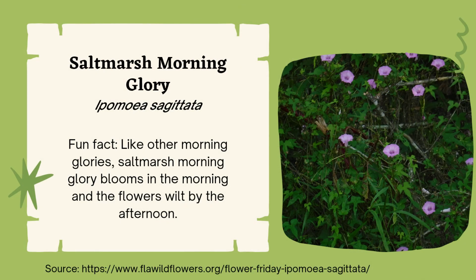So here we have salt marsh morning glory, or Ipomoea sagittata. And now this is a perennial vine. It has 5 fused pink petals, and it has sagittate or arrowhead-shaped leaves, which told me that it was morning glory. And a fun fact is that, like other morning glories, these bloom in the morning and they'll wilt by the afternoon, which is where they get their name from.